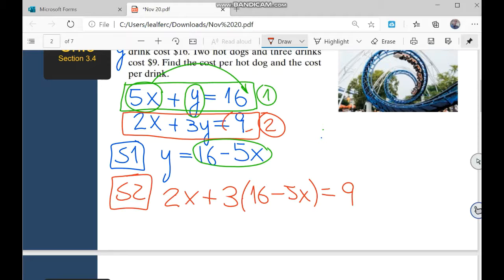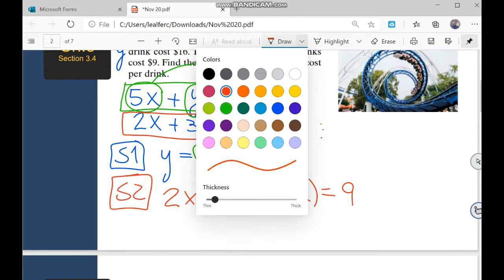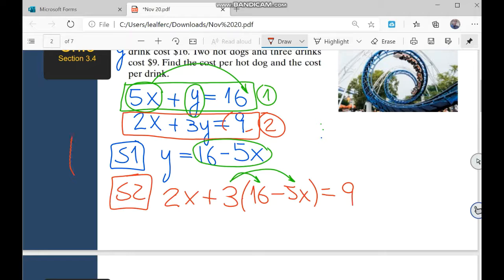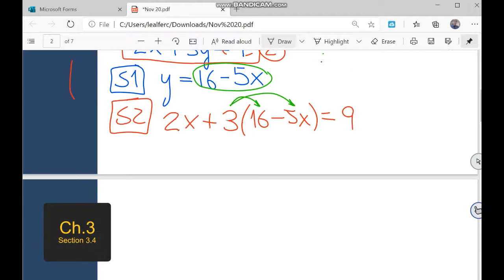To complete step number 2, what you have to do here is apply the distributive property and simplify. Let's simplify by applying the distributive property: 2x, repeat, plus 3 times 16. 3 times 16 is 48. 3 times negative 5x, 3 times negative 15x equals 9.